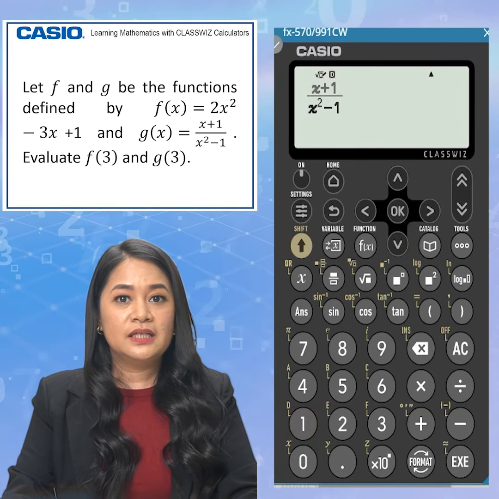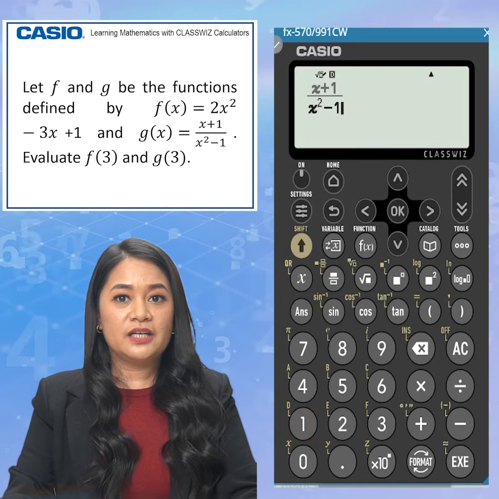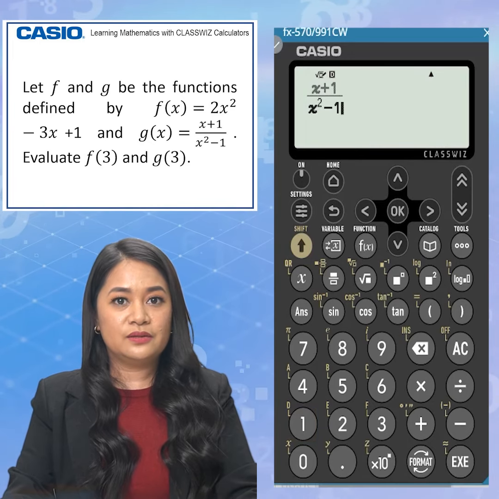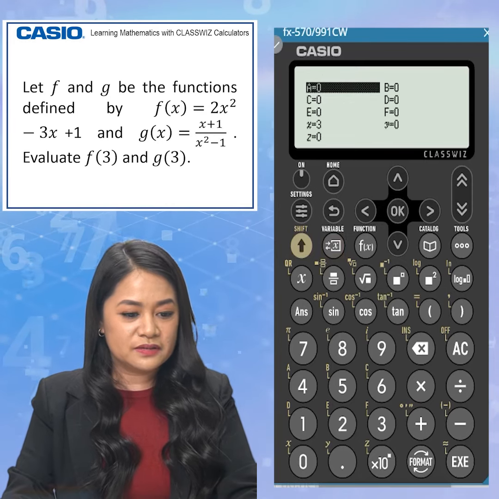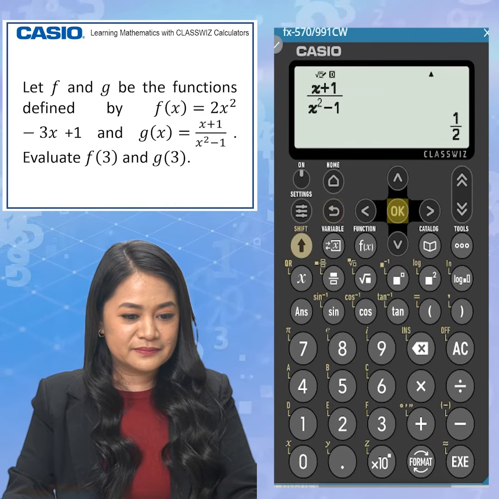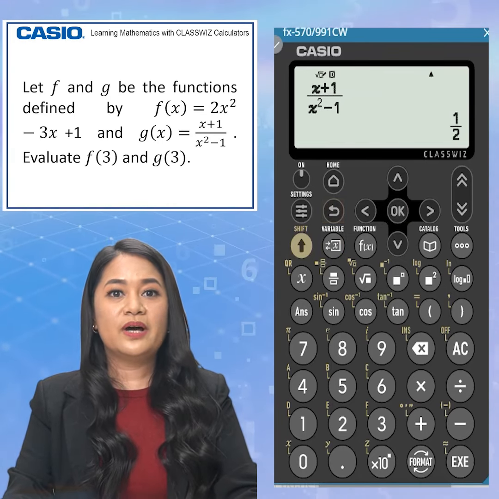Once done, click the variable button and check if the value of x is still set to 3. Lastly, press back and OK button. So g of 3 is equal to 1/2. So that is how we evaluate a function using the new Casio CW Class Quiz.